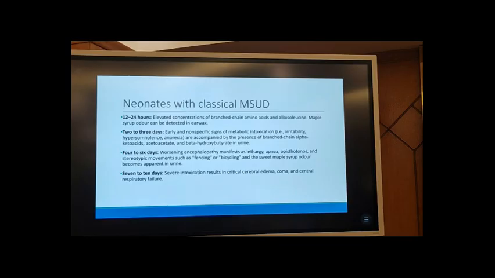We have to start treatment even if we don't have the final diagnosis.